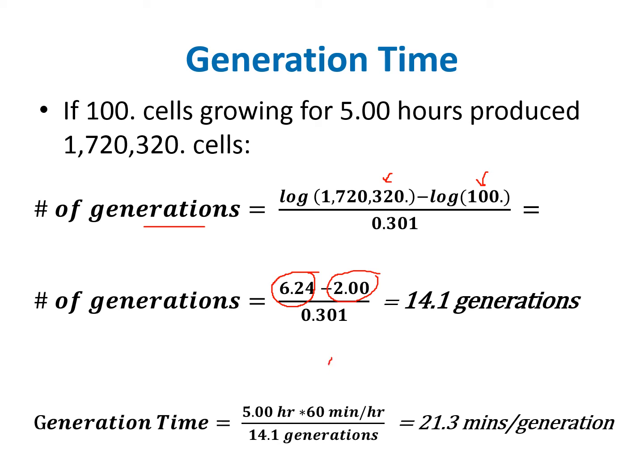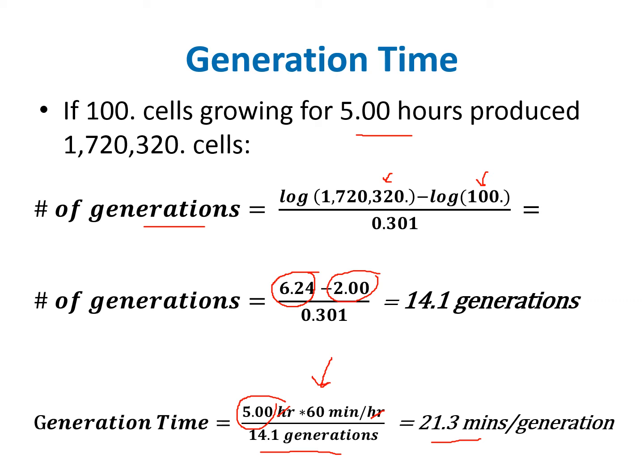Then you could get the generation time by converting the number of hours into minutes. So we had 5 hours of time, right? That's what was here in the problem. Times 60 minutes per hour. Your hours will cancel out, leaving you with minutes, and then divide by 14.1 generations, and you should get 21.3, somewhere in there, minutes per generation.